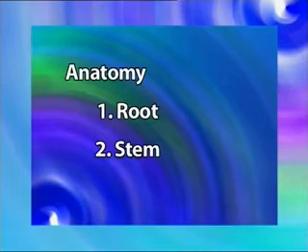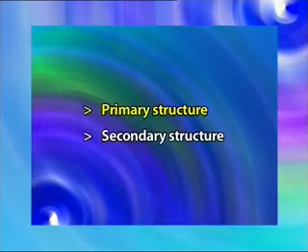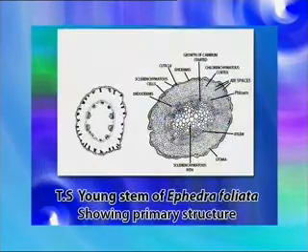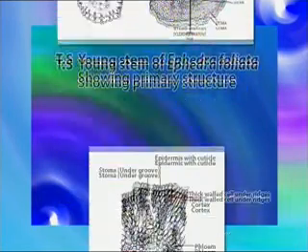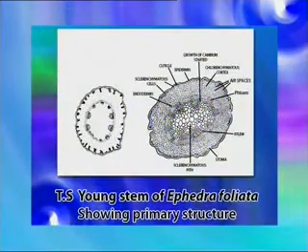Now stem anatomy. Internal structure of stem of Ephedra is studied under two headings. We have primary structure and secondary structure. Primary structure. A transverse section cut through the stem of Ephedra shows a circular outline with ridges and grooves, and its tissues are differentiated into epidermis, cortex, and stele.